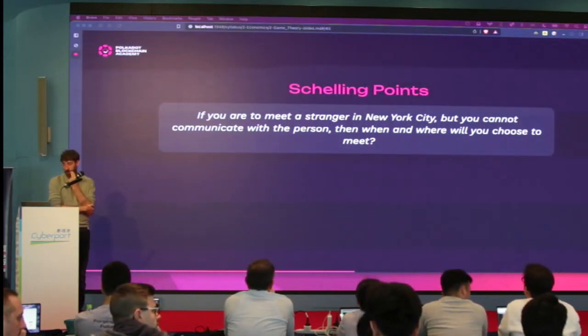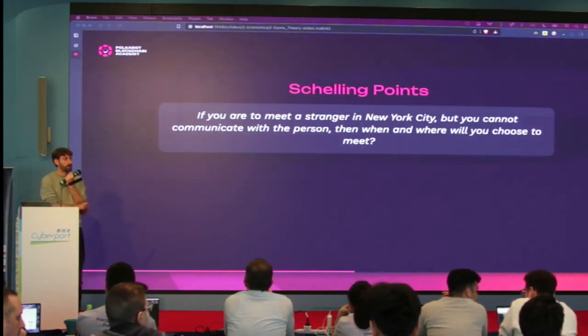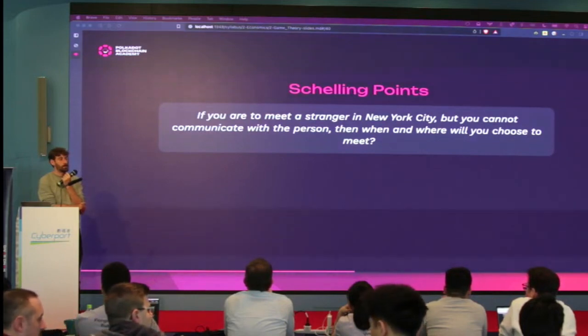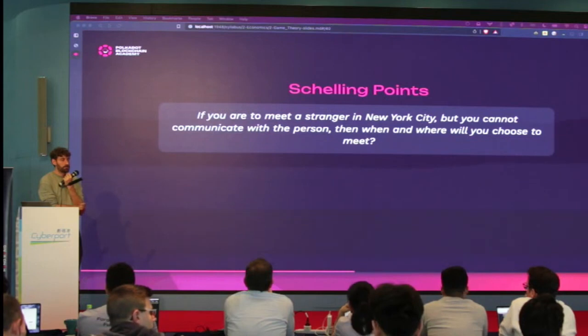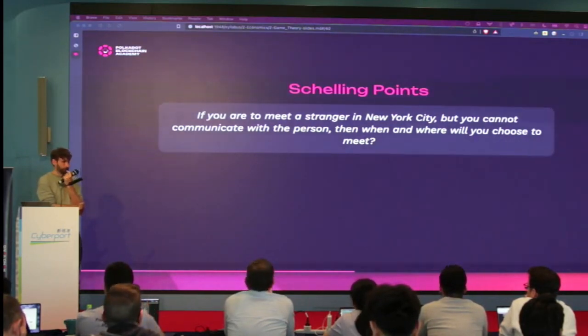So if you were to meet a stranger in New York City, but you cannot communicate with the person, then where and when will you choose to meet them? I'd probably say, I mean, the most popular dense place there is Times Square in New York, and at the most popular time, which is around Saturday night, probably.